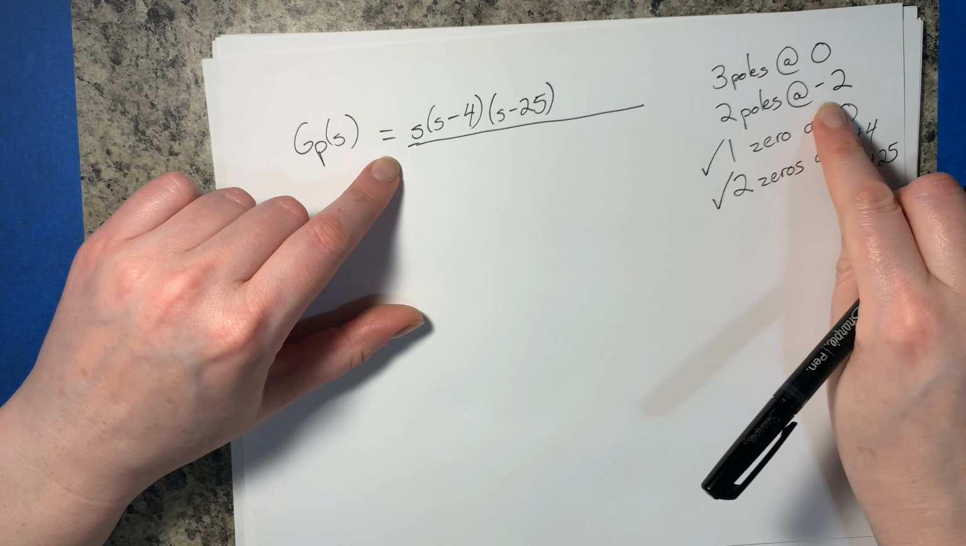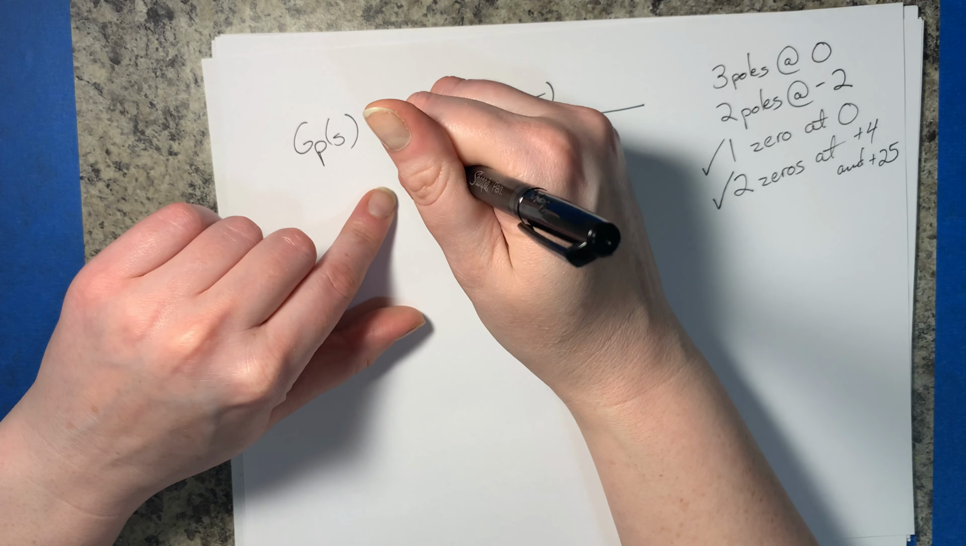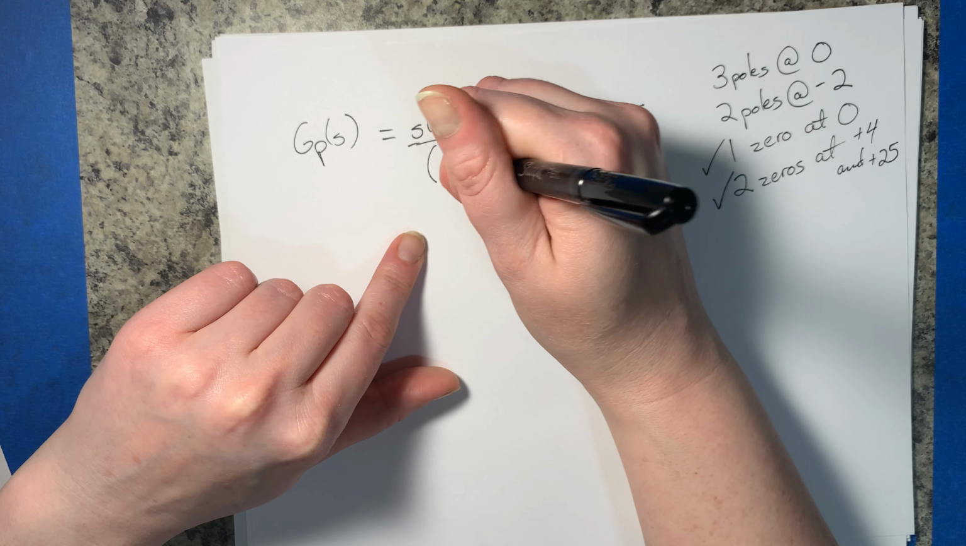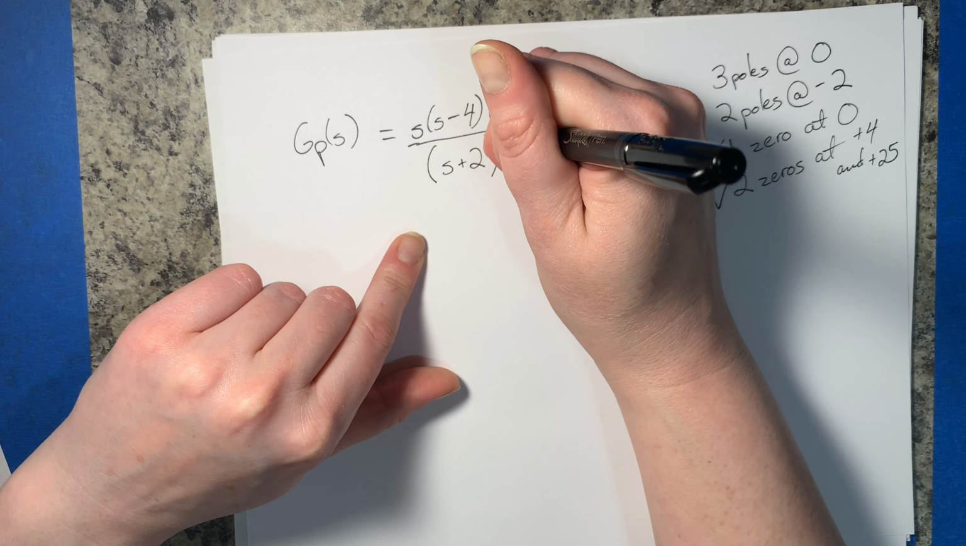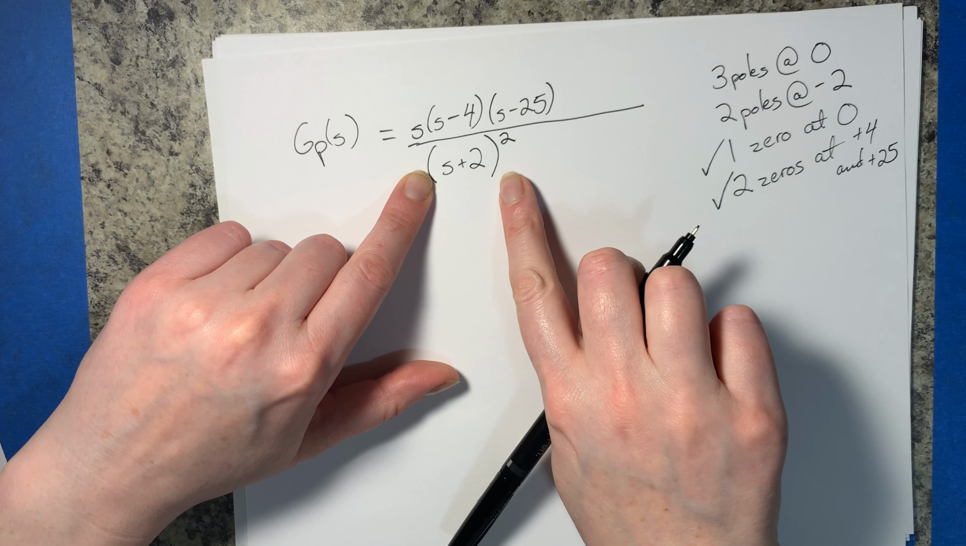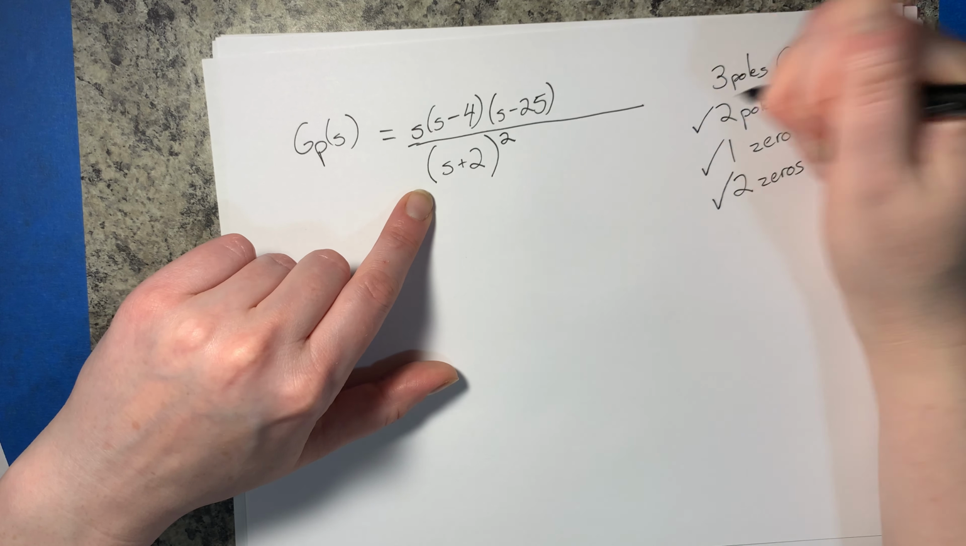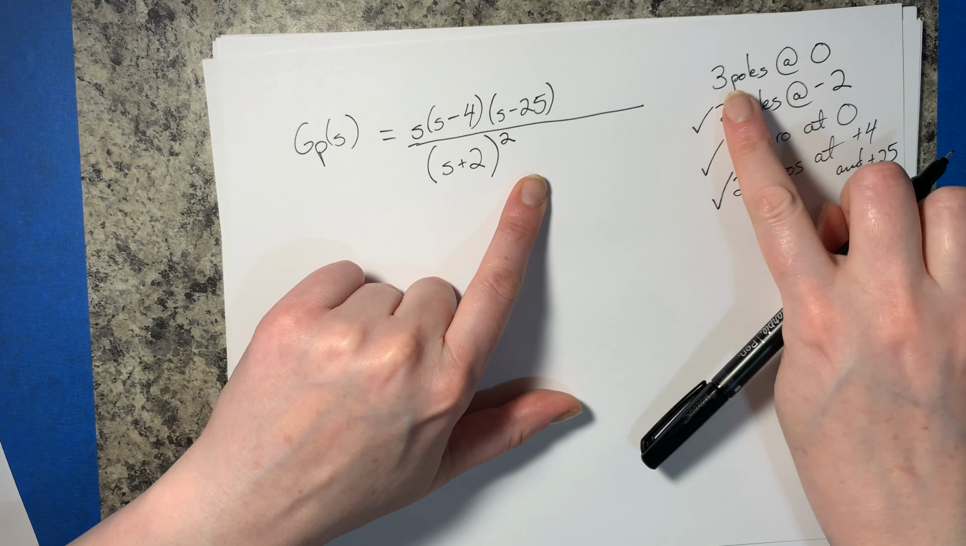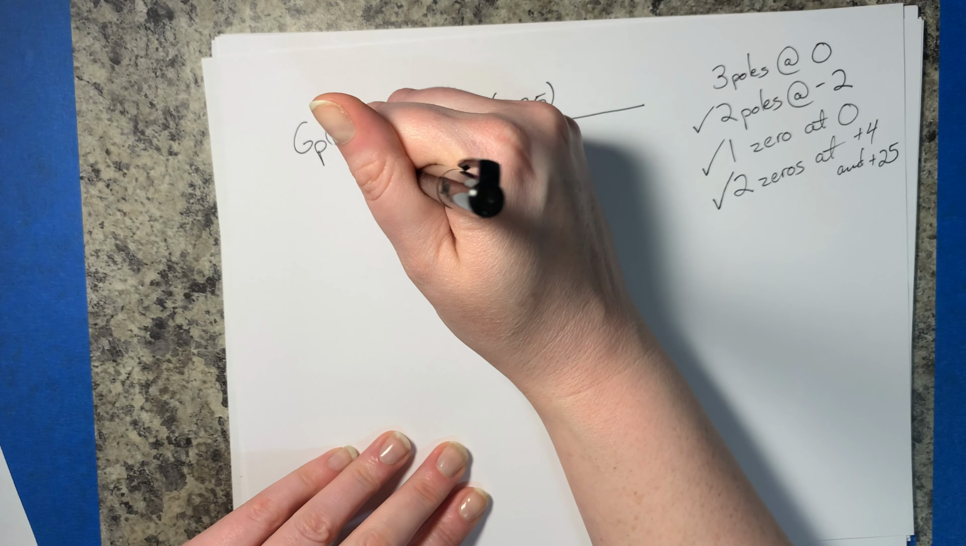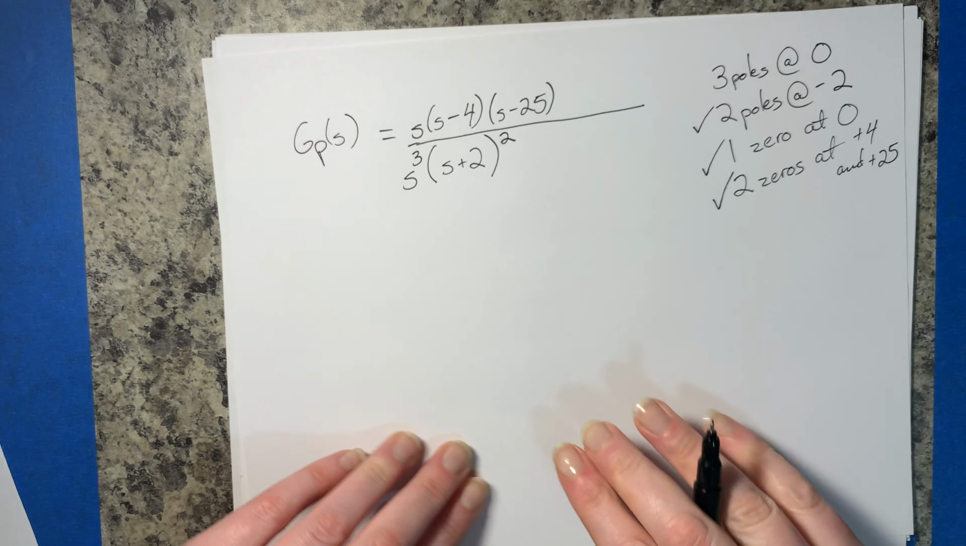2 poles at -2. Okay, so I have an s + 2, and then I can go ahead and square this because I need 2 of them. Okay, so we've taken care of that. And then we have 3 poles, 3 free s's at 0.